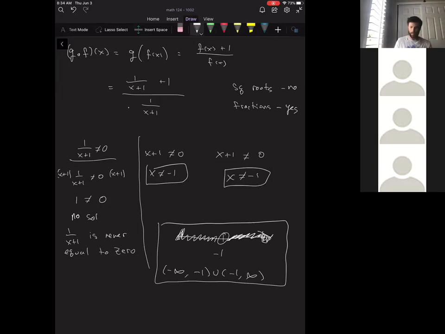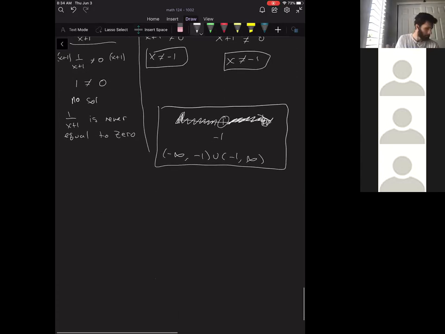Let's do some even, odd, and neither problems. This is going to be kind of similar to problem 30, but I want to do some more.